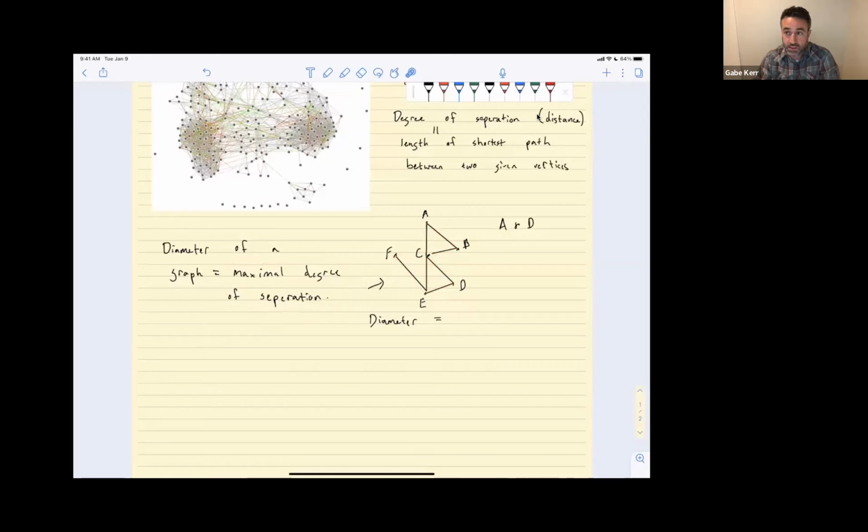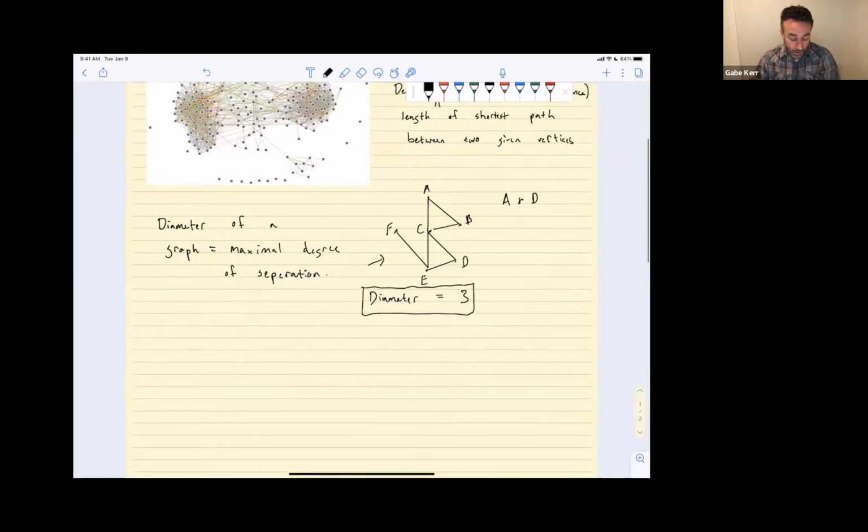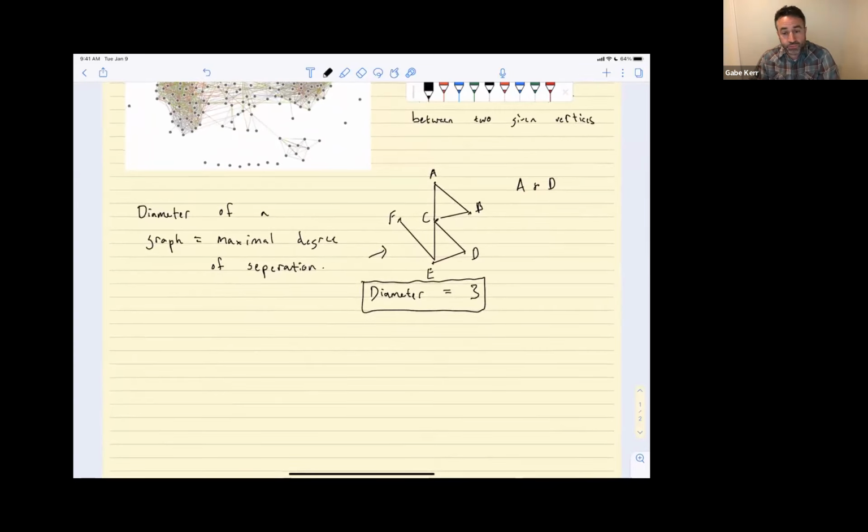So in that case, does anyone have a thought? What it could be? You guys there? 3, great. Yeah, so this is 3 in this case. All right, that's right. So there's this notion of diameter, there's this notion of degree of separation.